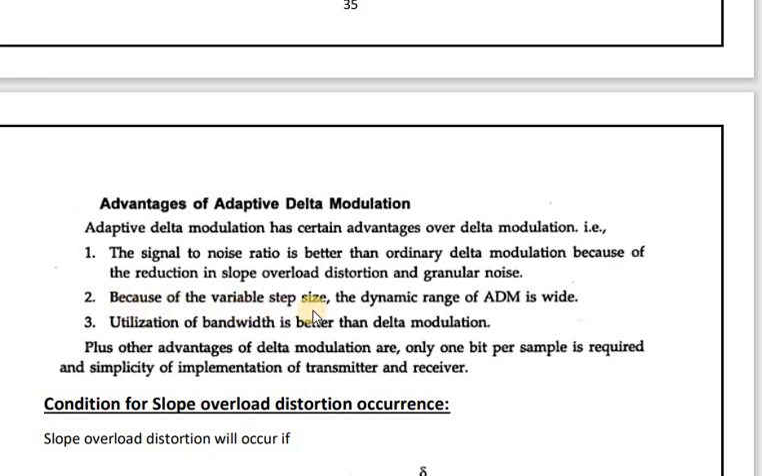Second, because of the variable step size, the dynamic range of the ADM is wide. Correct? Now utilization of the bandwidth is better than delta modulation because we have a variable step size, and accordingly we can have proper utilization of the bandwidth in ADM. Plus other advantages of delta modulation are that only 1 bit per sample is required and the transmitter and receiver are simple to implement, because we are using only 1 bit per sample. So these are the advantages of your adaptive delta modulation.